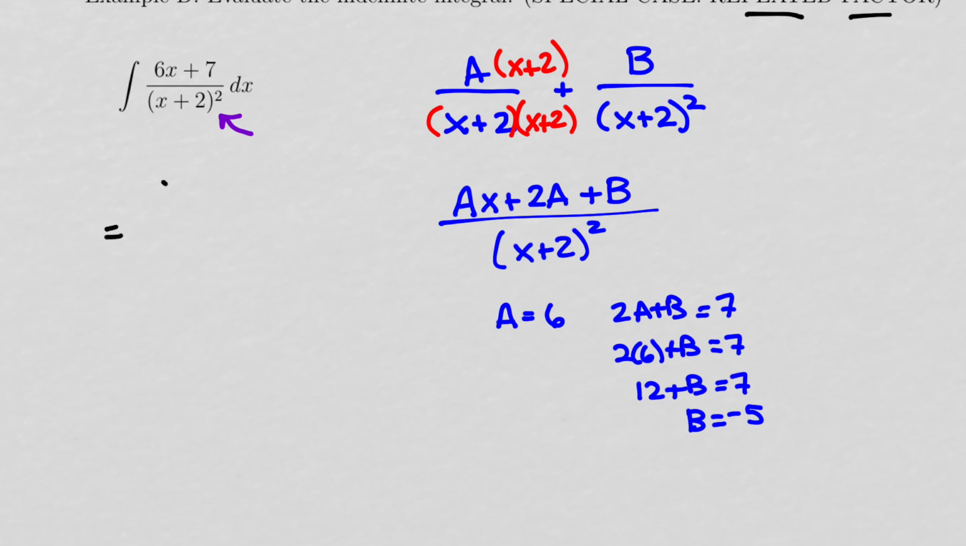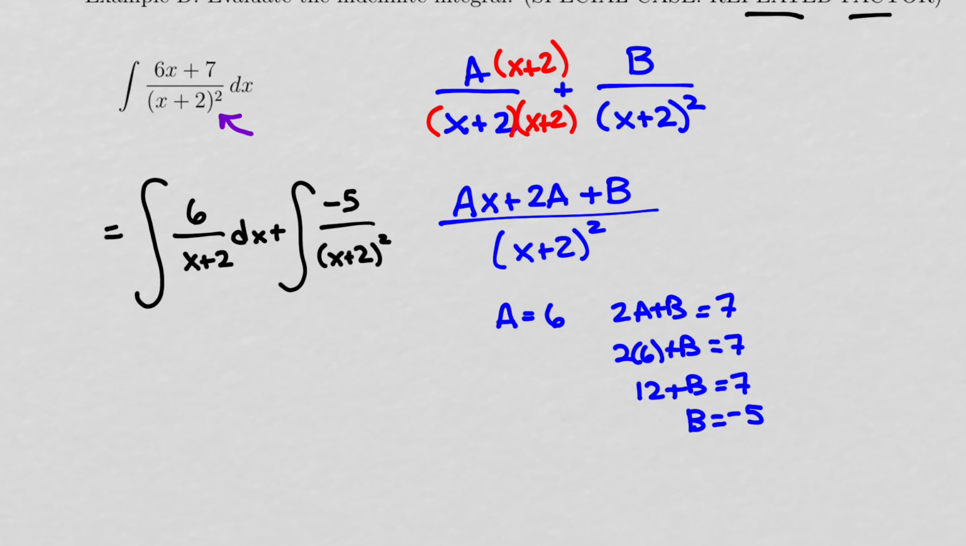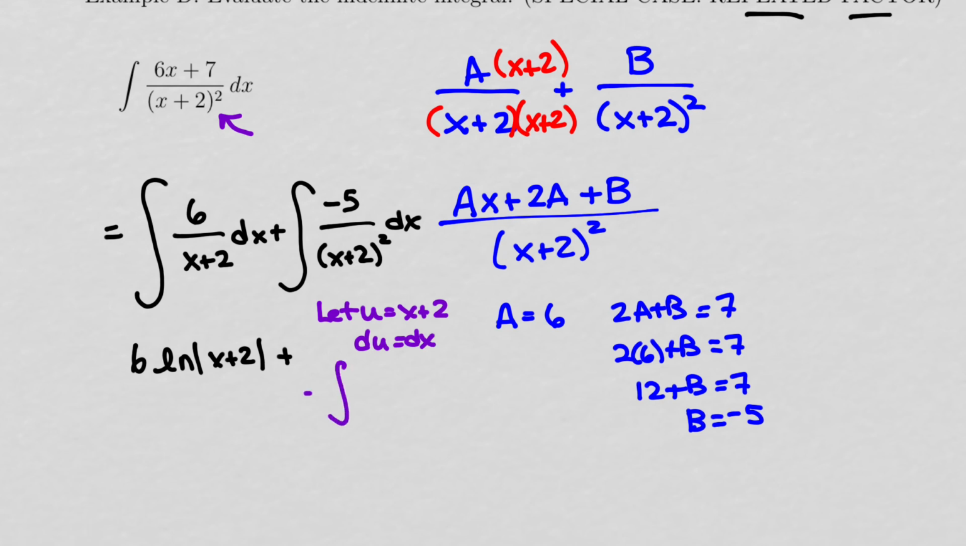So our integral is just the integral of 6 over x plus 2 plus the integral of -5 over (x plus 2) squared. The first guy, easy peasy, natural log of x plus 2. The second one, u sub. Do a u substitution. Let u equal x plus 2 on that second one. du is dx. So what you're really integrating is -5 times 1 over u squared du, which we know is -5u to the -2.